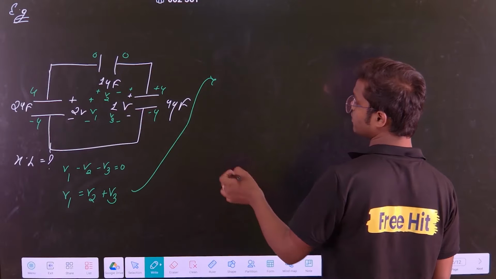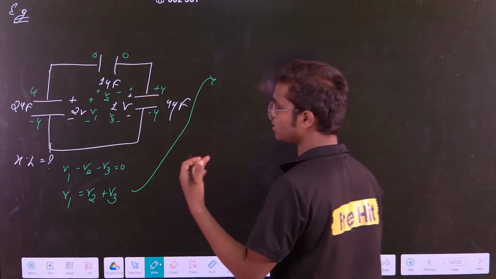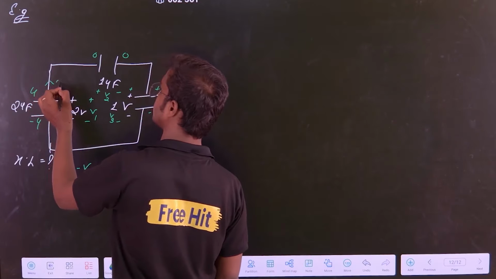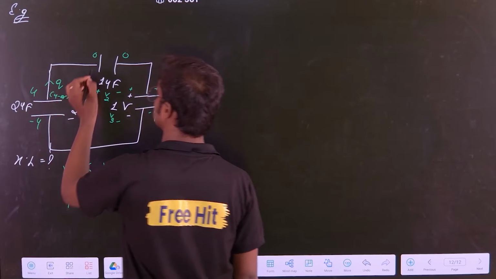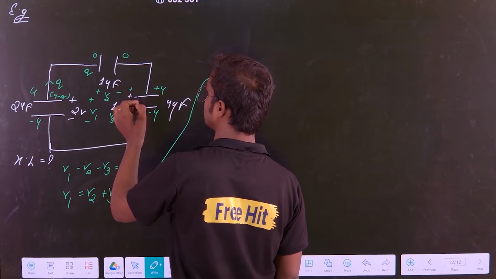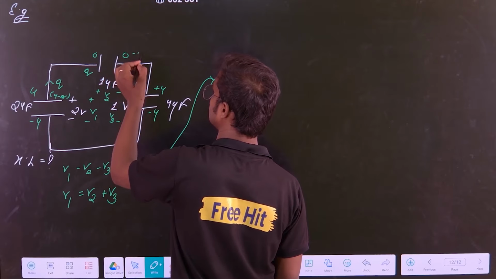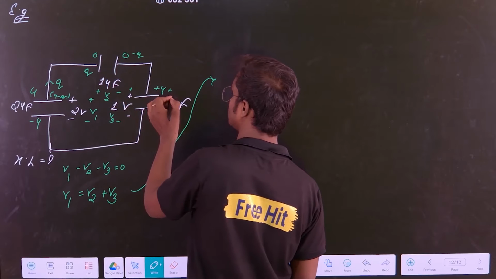What is V1? For that, let us consider the charge flown is Q here. So it will be 4 minus Q. This will become 4 minus Q. Correct. This will become Q, and this will become minus Q on this plate. I am just considering the positive plate. This is 4 plus Q.